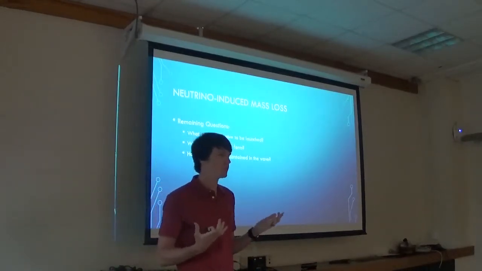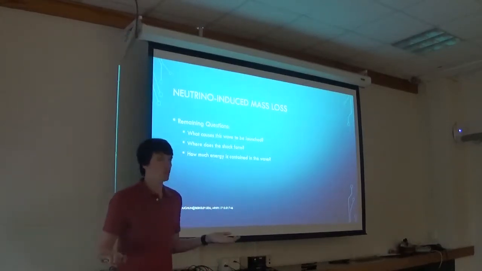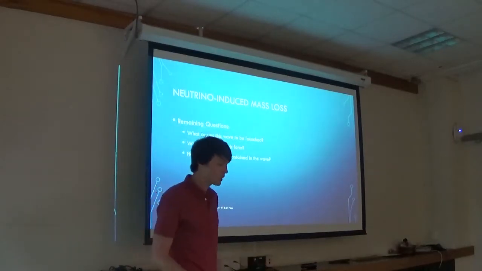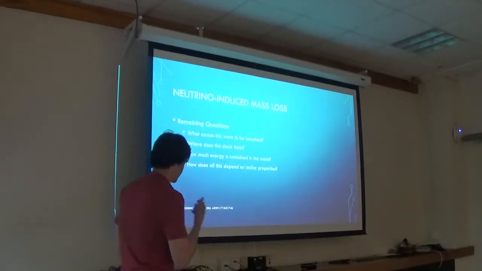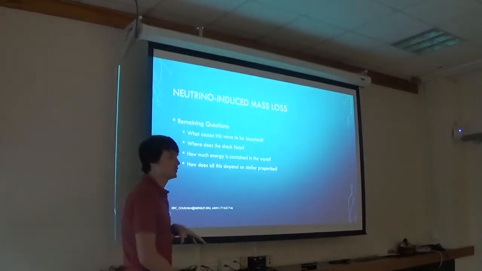So people have found that the shock carries with it 10 to the 47 ergs. But where does that number come from? How is it related to the amount of mass that you lose in neutrinos, for example? And then finally, how does all this stuff depend on the properties of the star that's undergoing this failed supernova?